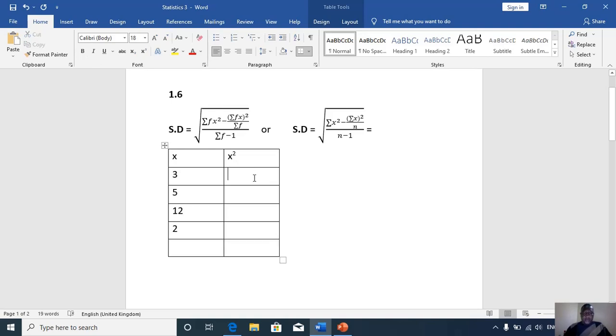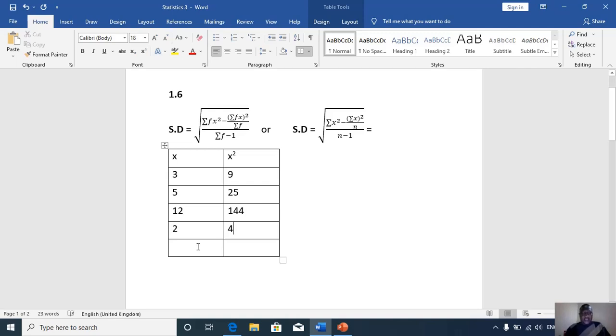All right, so let's get our x squared. 3 squared, that would be 9. 5 squared, that is going to give us 25. 12 squared, that's going to be 144. And 2 squared, that's going to be 4.